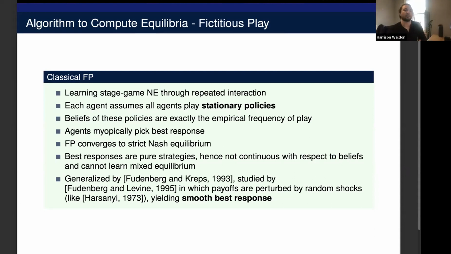Fictitious play is basically an algorithm that assumes that all agents in the system play according to stationary policies, and the beliefs about those strategies are formed via the empirical frequency of play. So say my opponent plays action A twice and action B twice, then in the fifth period, I'll assume that he'll play action A with a 50% probability and B with a 50% probability. And then with these beliefs, I'll myopically pick a best response. And under particularly strict conditions, fictitious play will converge to an equilibrium. So you can actually theoretically prove that fictitious play will converge to an equilibrium.